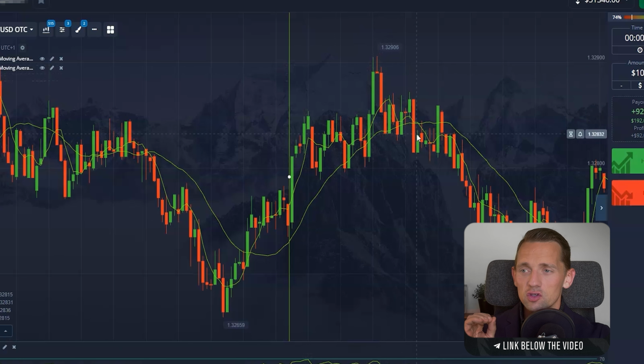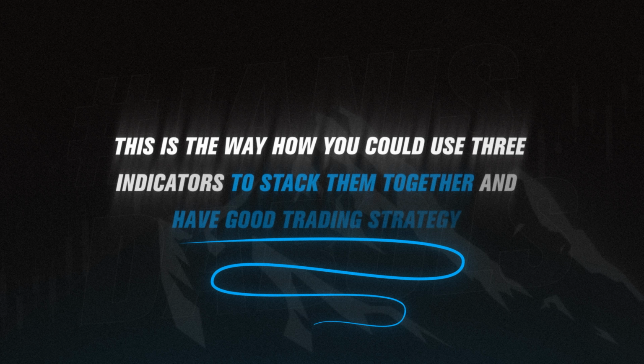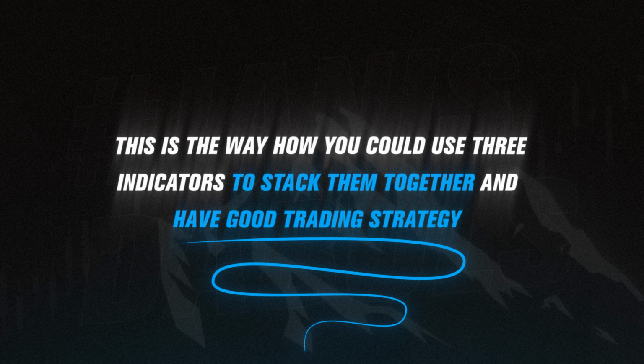But then prices actually started to go lower, and it was a clear indication that we could go short. So at this level we could go short because prices closed below the moving average, and we made money all the way here, right up until the trend reversed again. So this is how you could use three indicators, stacking them together, to have a good trading strategy.